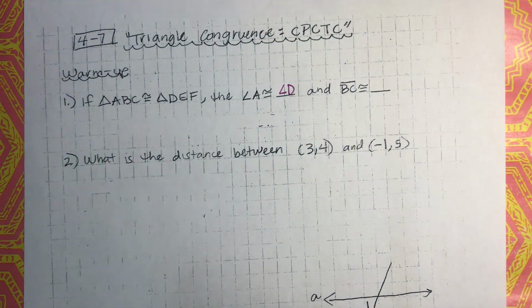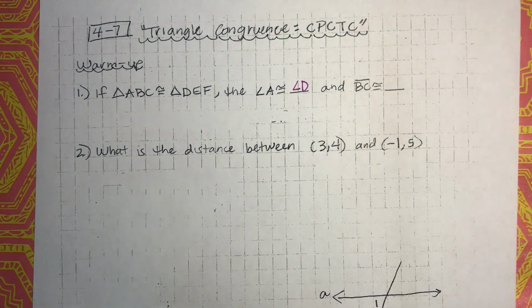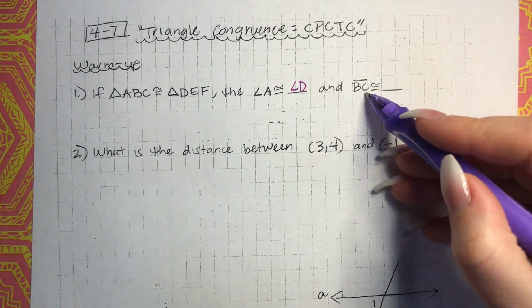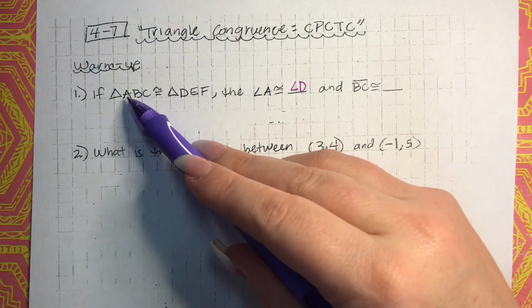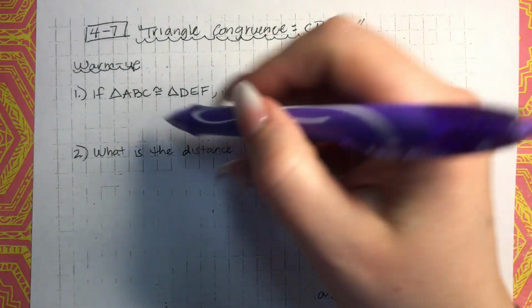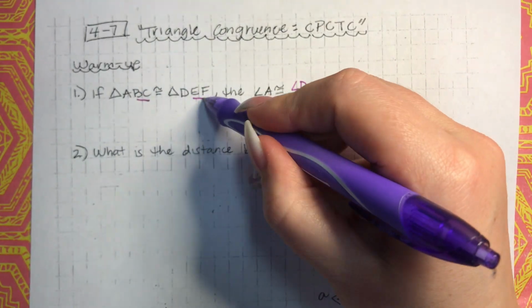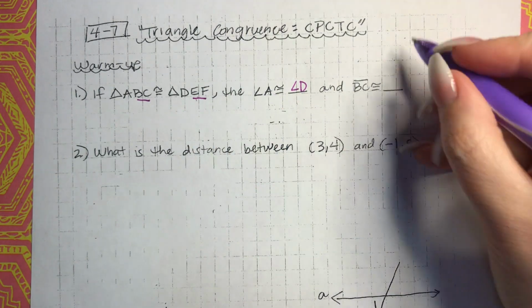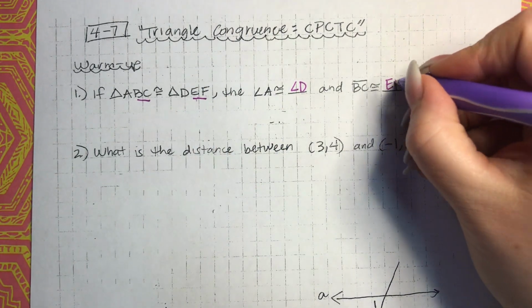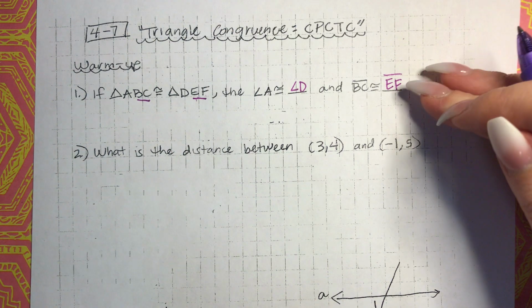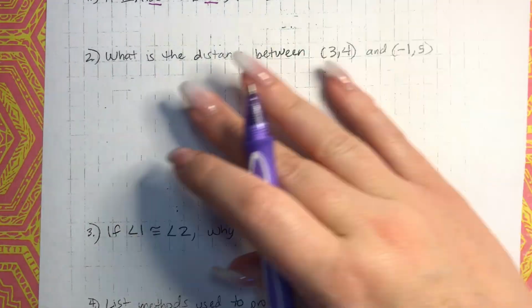Boom, perfect. And then what about BC? So this is segment BC. So BC is the second, third letter here. So that means it's going to be congruent to the second, third letter here, which would be segment EF. So if you got both of those correct, great job. Okay, let's move on to number 2.